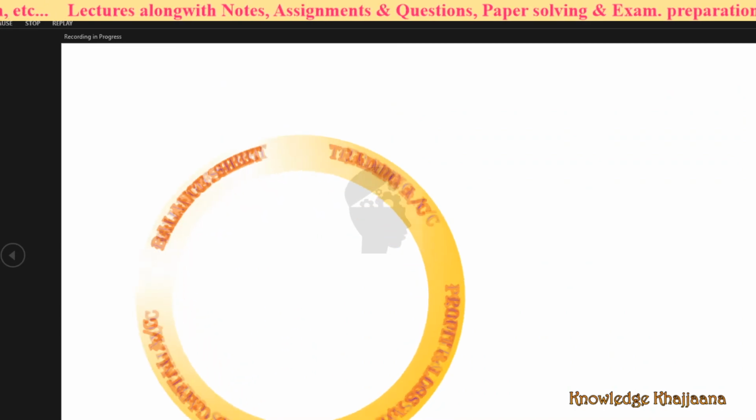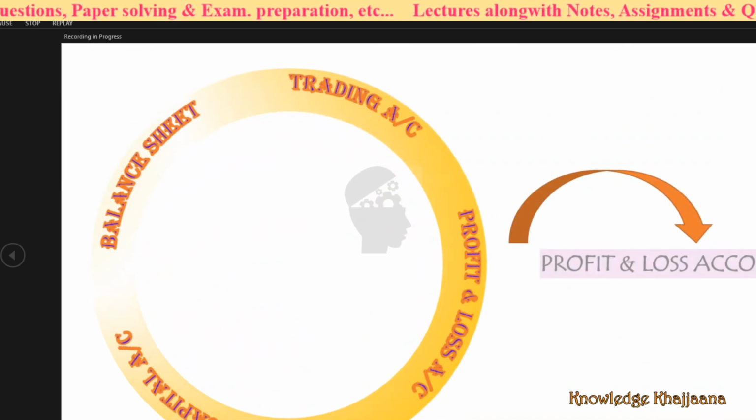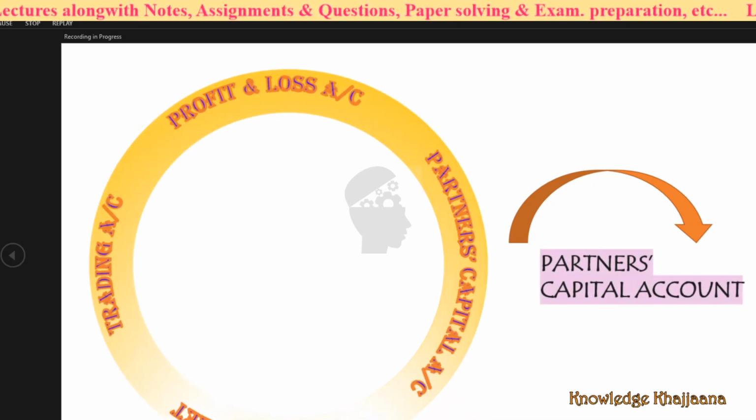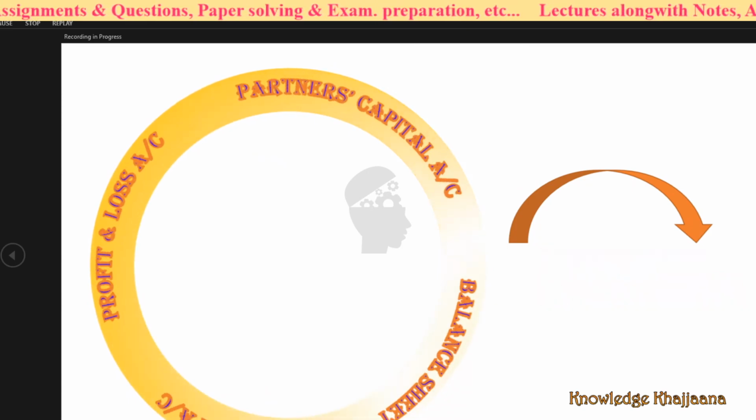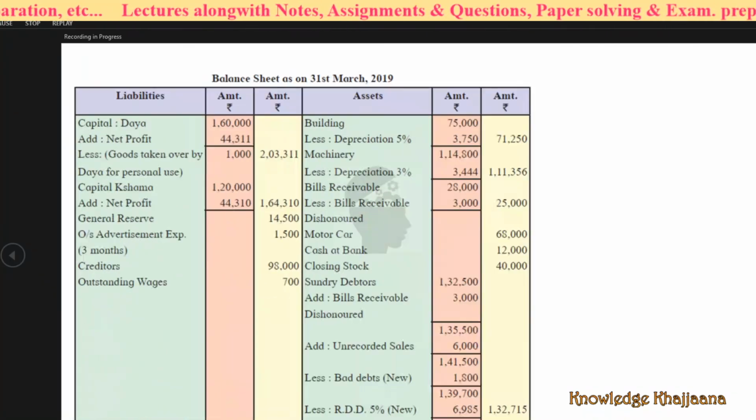See, in this way you have to solve first the trading account, then the profit and loss account, then the partners' capital account, and then the balance sheet. Okay, this is the solution.